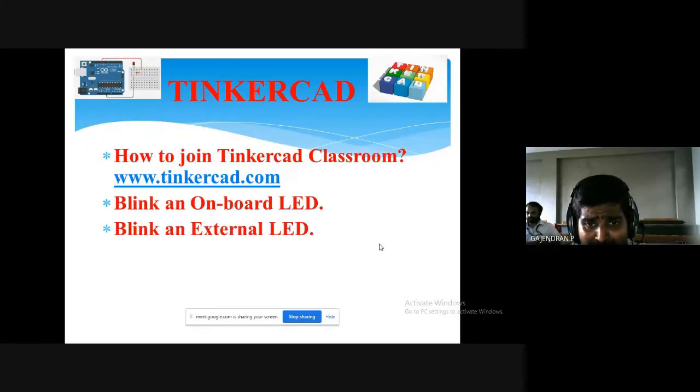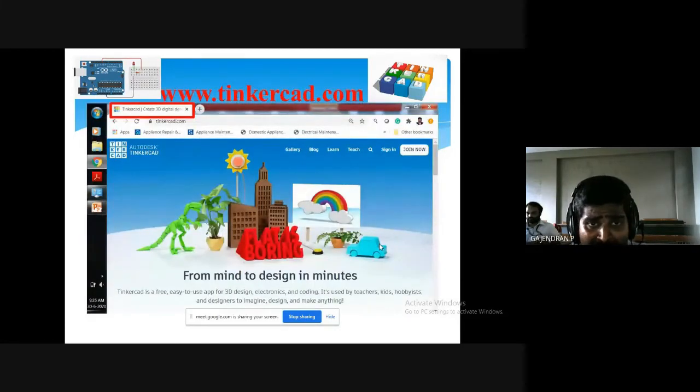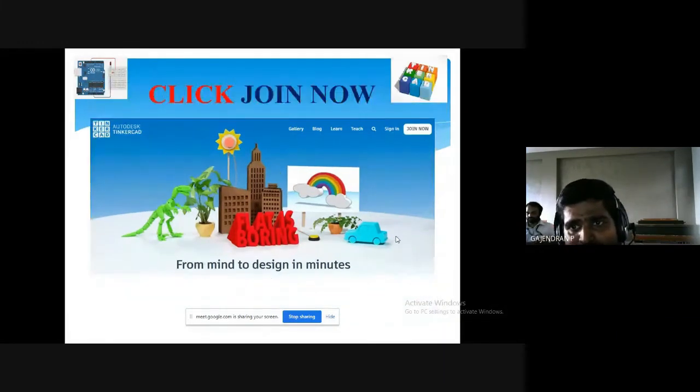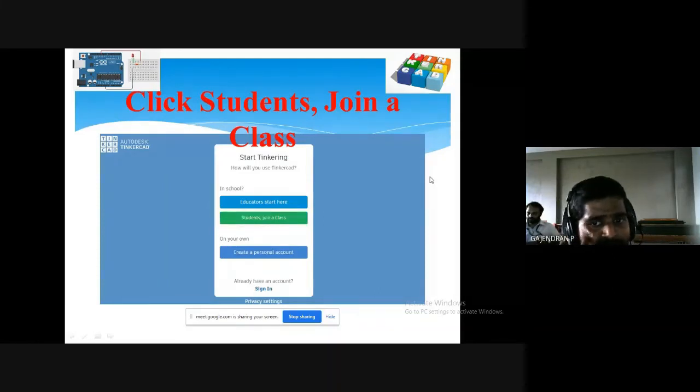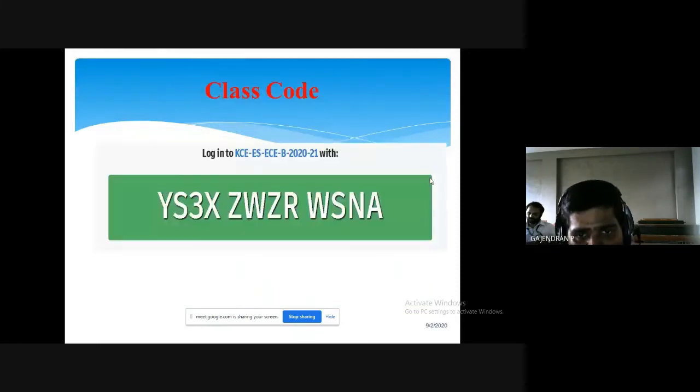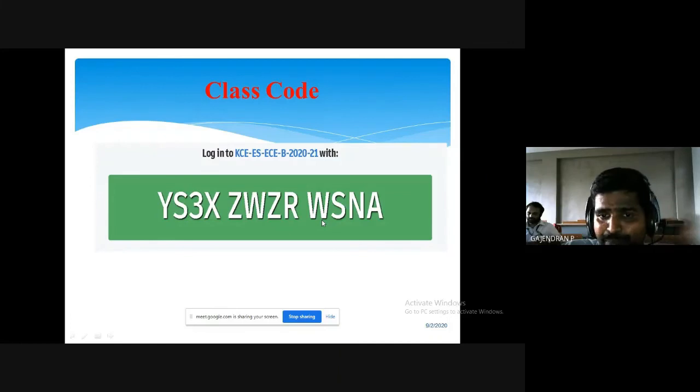Okay, I will show you how to log in to this software. Go to the website and type www.tinkercad.com, followed by join. If you click this join icon, you will have 3 options. In that you need to select Students join a class. Please make note of this icon. Once you click, your concerned faculty will give you the class code. Here I have given the example code of the ECE B section.